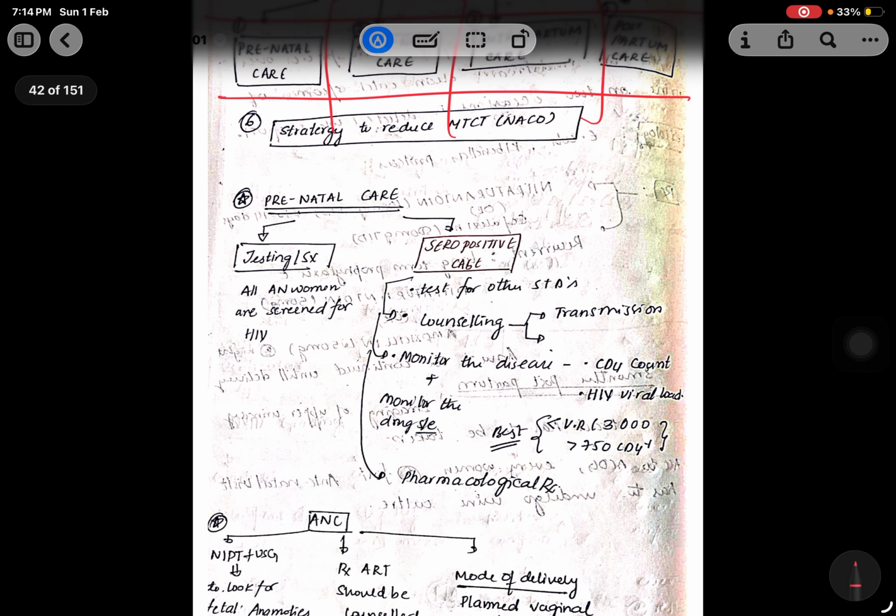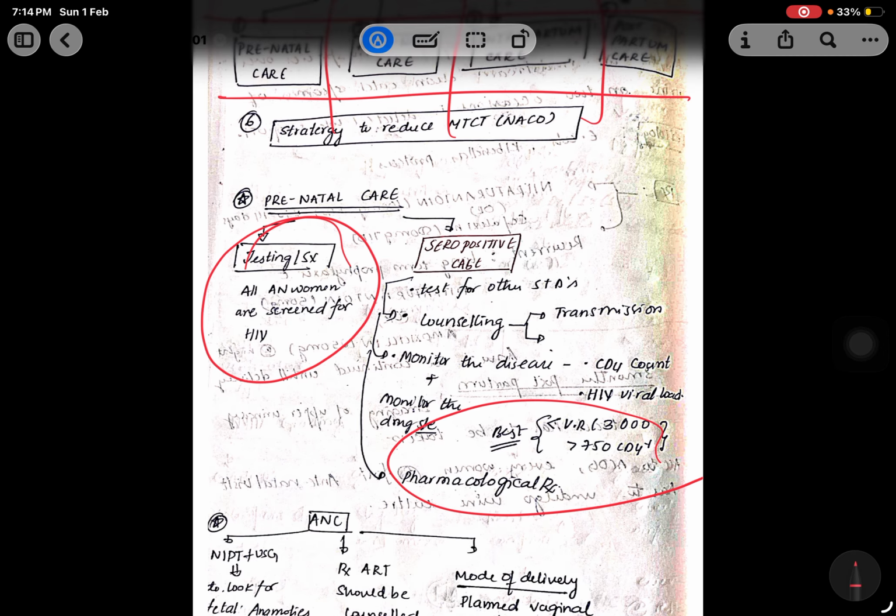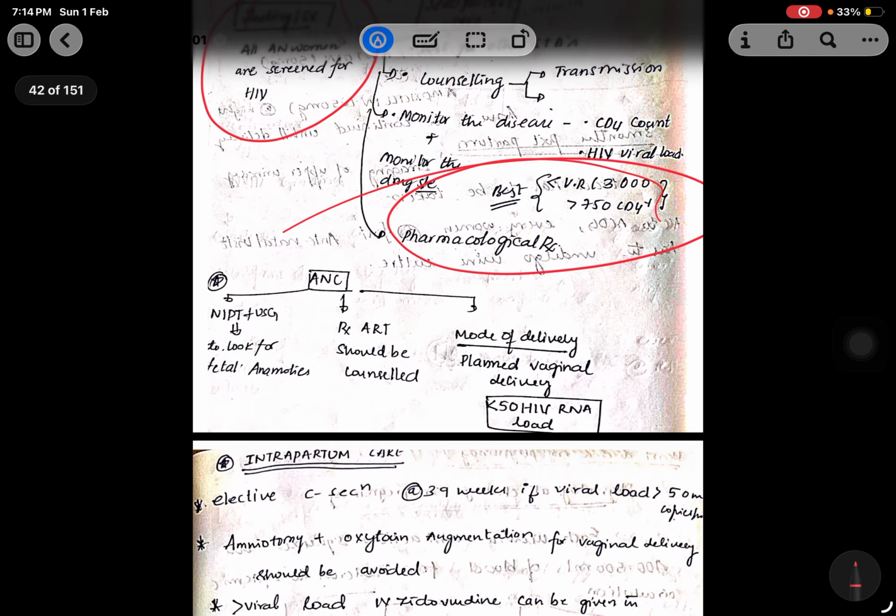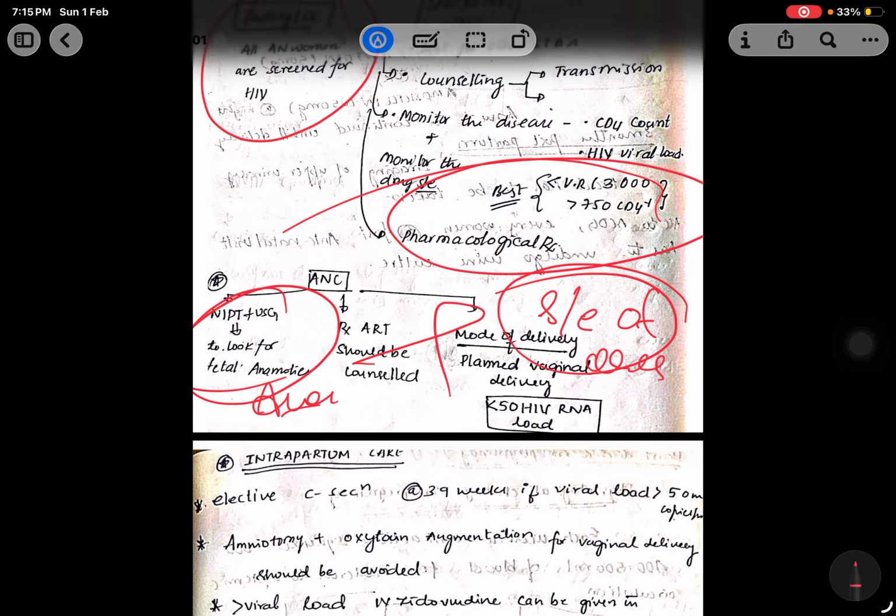These are the prenatal care steps: you will do testing, and if she is seropositive, then obviously you start ART. Again, in antenatal care, you have to be very cautious about the side effects of drugs and also any anomalies. Okay, these are the major things. Just remember this and forget everything.